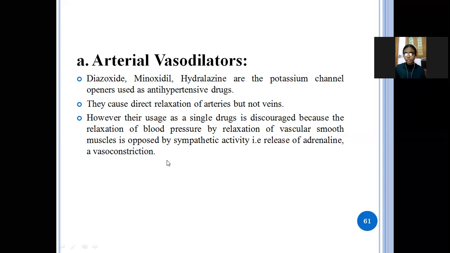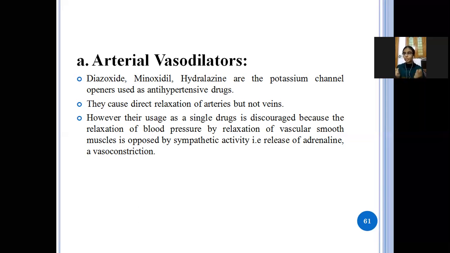However, usage as a single dose is discouraged, meaning the single dosage form is not proposed. This drug should be used in combination form, because the lowering of blood pressure by relaxation of the smooth muscle is opposed by sympathetic activity, the release of adrenaline. It should be used in combination with other drugs in order to inhibit the release of adrenaline. Adrenaline is responsible for vasoconstriction, the constriction of the blood vessels. If the blood vessels undergo constriction, there will be an increase in pressure, so the blood pressure also increases.